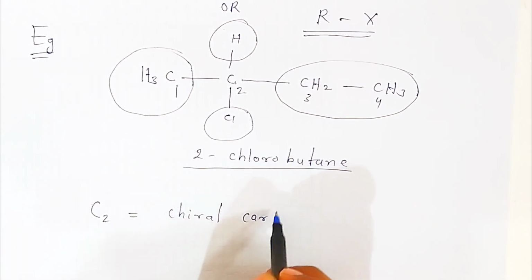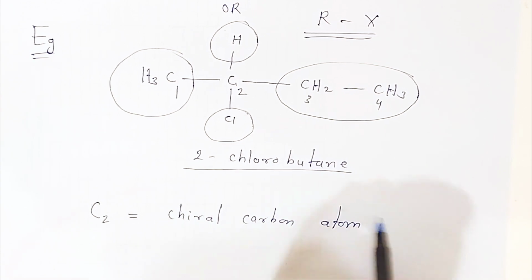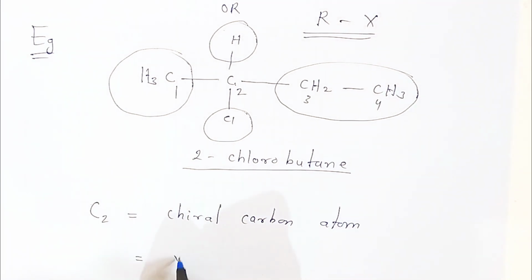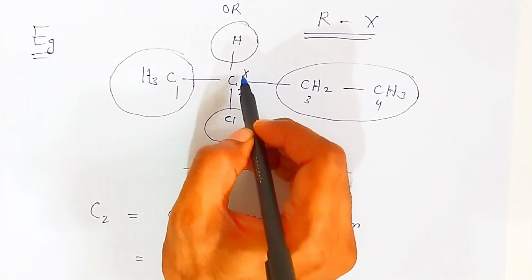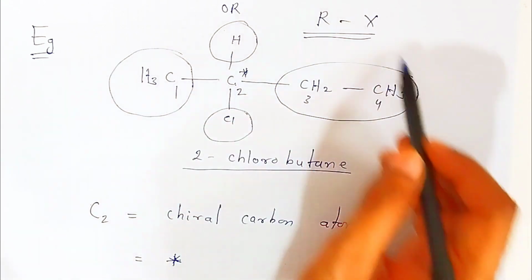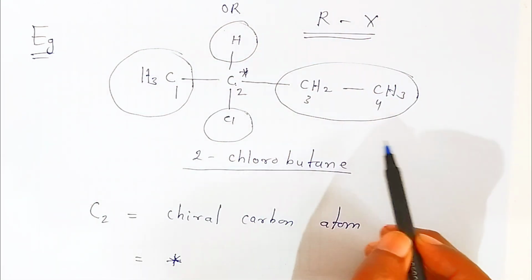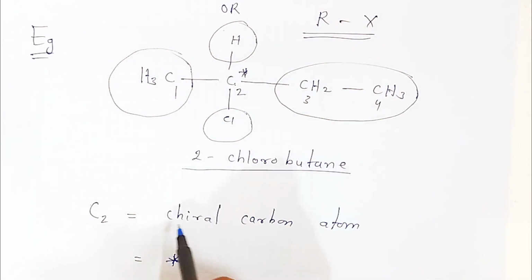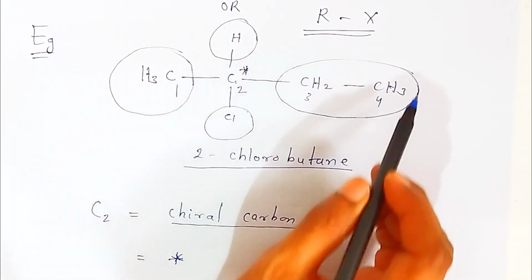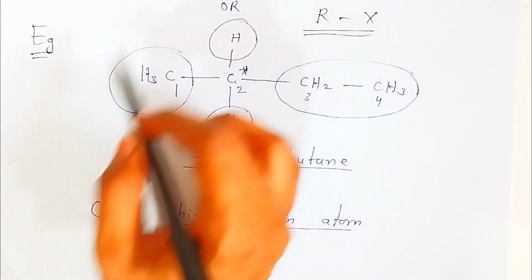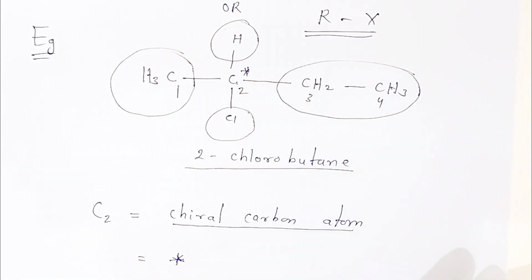Chiral carbon atom. Understanding, students? That is also shown with the symbol asterisk. This is the asterisk symbol we are showing. Because of this chiral atom, this whole molecule has optical property. If a molecule has a chiral carbon atom, then it will show the optical properties. Otherwise this alkyl halide will not show the optical property.